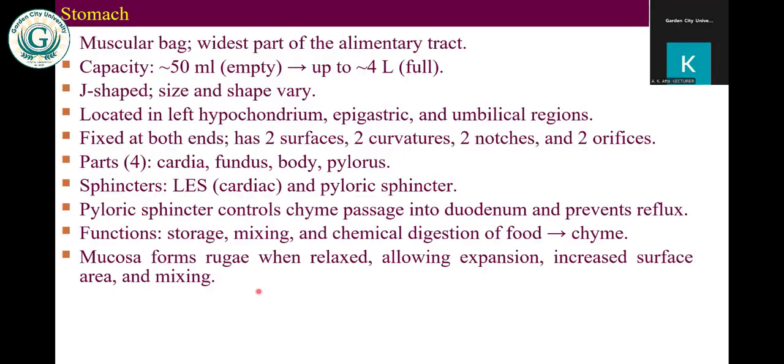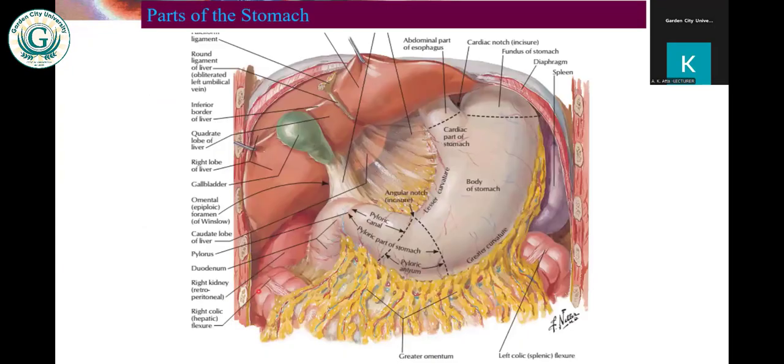In fact, we also looked at the stomach. We said that the stomach has 4 parts: the cardiac, the fundus, the body, and the pyloric parts. There are 2 surfaces, the anterior and posterior surface. There's a lesser curvature and a greater curvature of the stomach. There is a cardiac notch and there's also the angular notch.